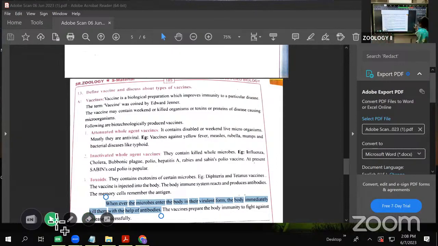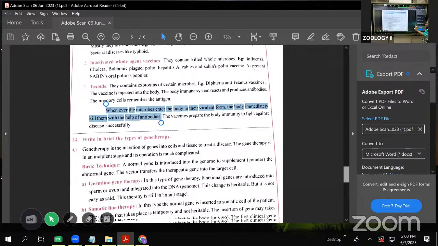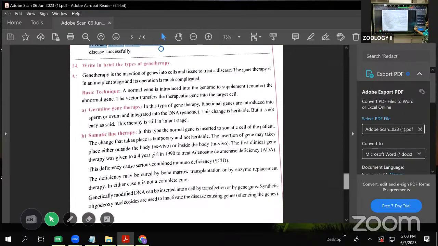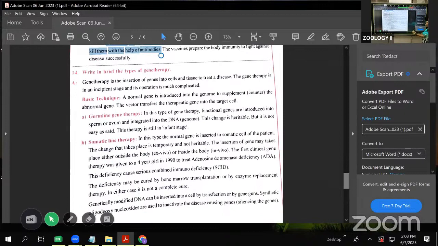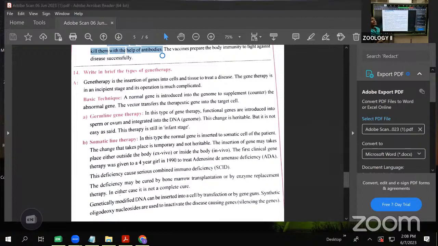Next question. Gene therapy. For improving diseases and genetic disorders, the treatment we take through the genes, giving treatment through the genes, that we call gene therapy, a treatment for diseases. Clear?